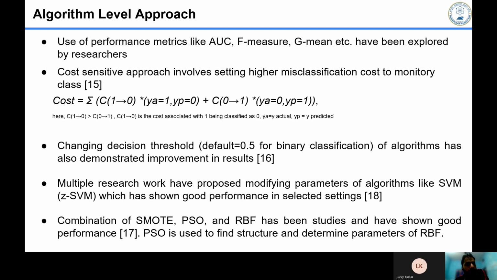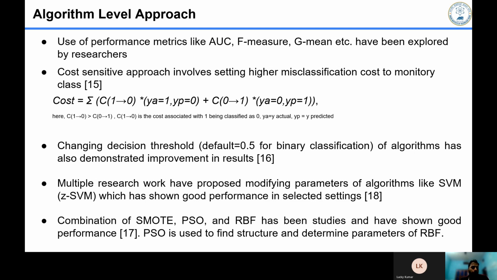So moving on to algorithm level approach. Researchers have tried various metrics like AUC, F-measure, G-mean in their research work, and these measures are less impacted compared to accuracy measures. The other approach can be the cost-sensitive approach that involves basically setting up higher misclassification cost for the minority class.